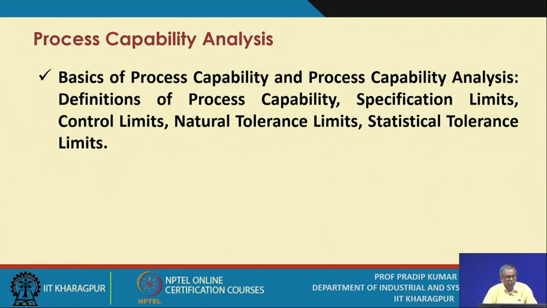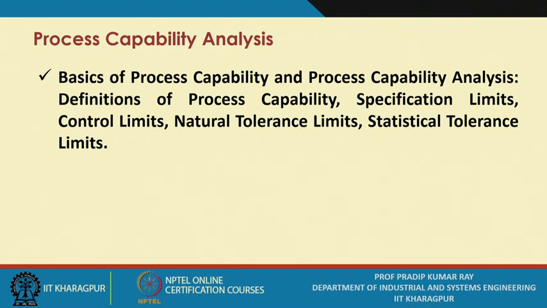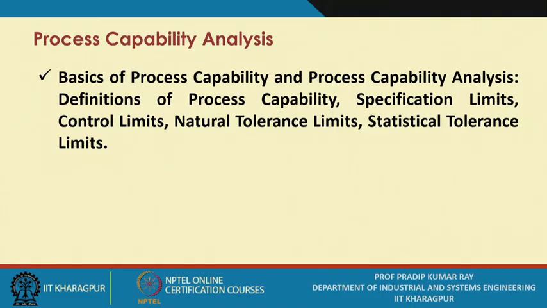Now, we will be discussing a few important issues related to process capability. We call it the basics of process capability and process capability analysis. So, under definitions of process capability, specification limits, control limits, natural tolerance limits, statistical tolerance limits. As a student, as a learner, as a practitioner, you must have a very clear understanding of all these concepts. Okay. So, we will be discussing all these topics.